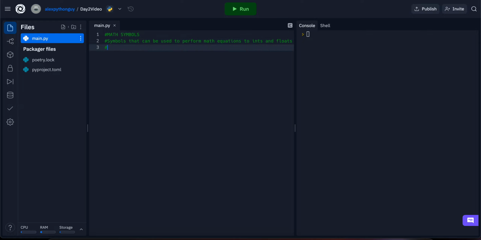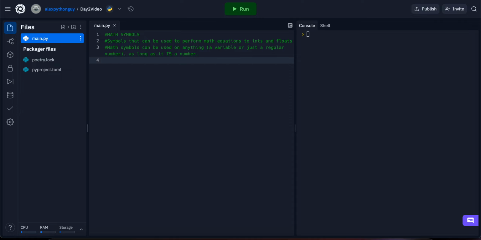And math symbols can be used on anything, like a variable or just a regular number, as long as it is a number. And with that little explanation, let's move on.